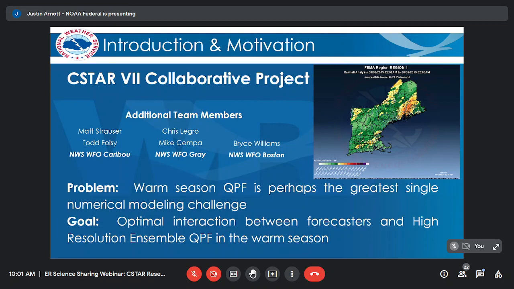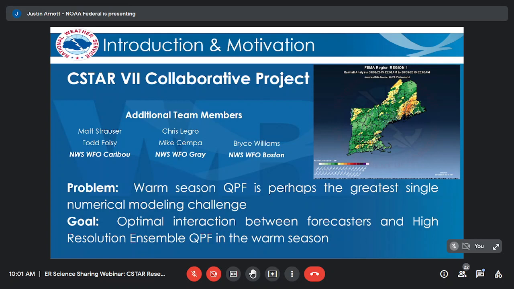And really the goal in this CSTAR project was, and this was one of the collaborative projects where we don't have to actually have a student working with us, this is all Weather Service. But we're looking at warm season QPF.